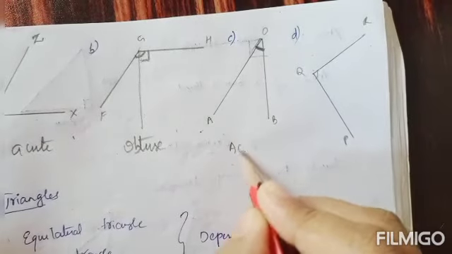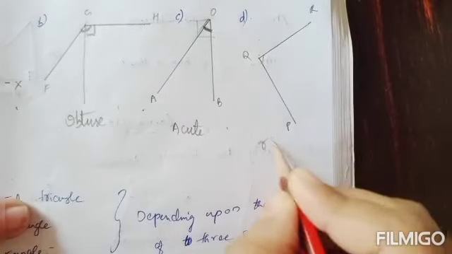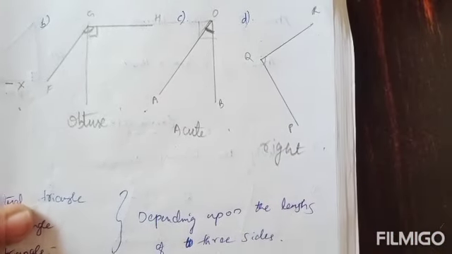So again this is an acute angle. Now here you can see this is an L-shaped angle. So this is a right angle.